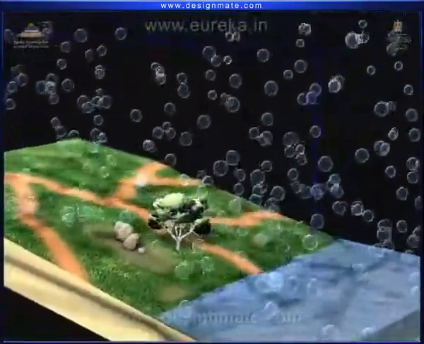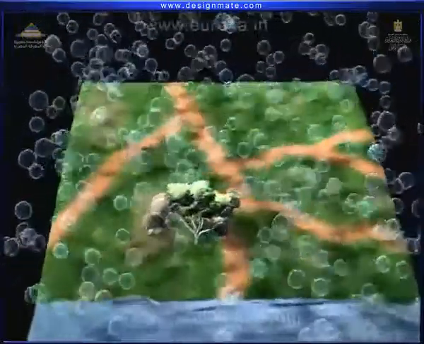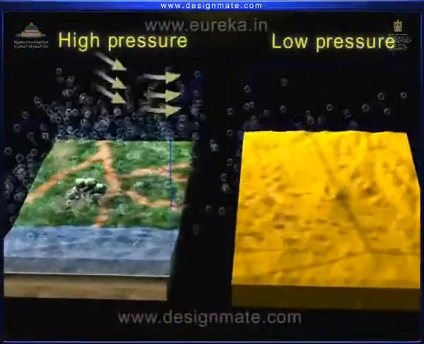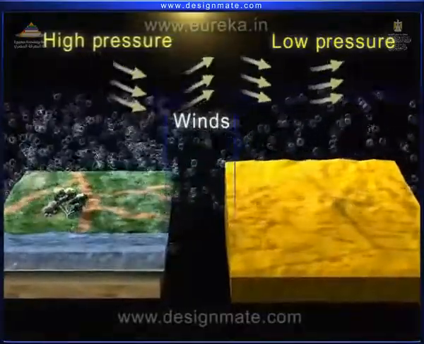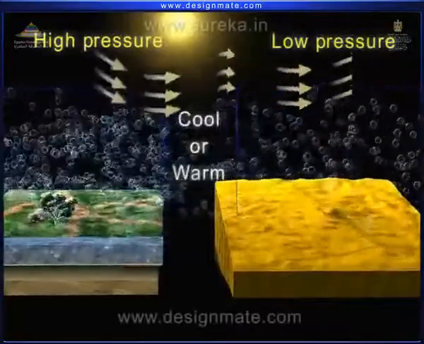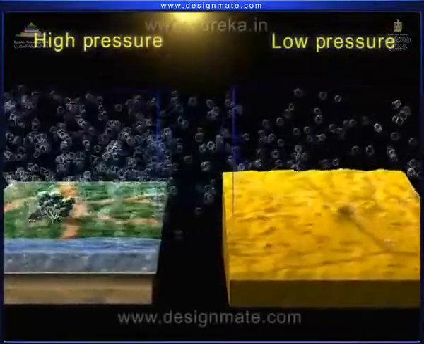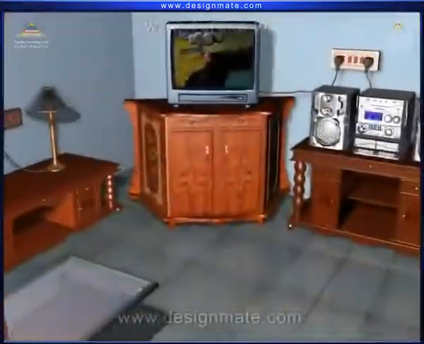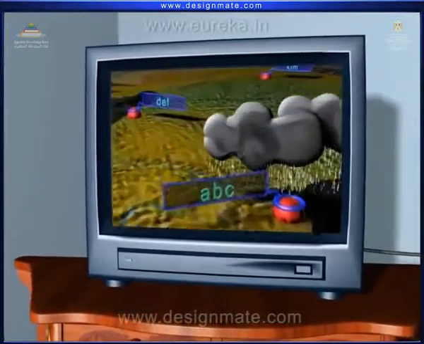Atmospheric pressure is closely related to weather also. When there is a pressure difference between any two regions, the air rushes from regions having high pressure to those having low pressure, causing winds. Depending on the properties of moving air, that is, cool or warm, dry or humid, one can determine the weather of areas through which it passes. This is how weather forecasts are predicted in newspapers and televisions.